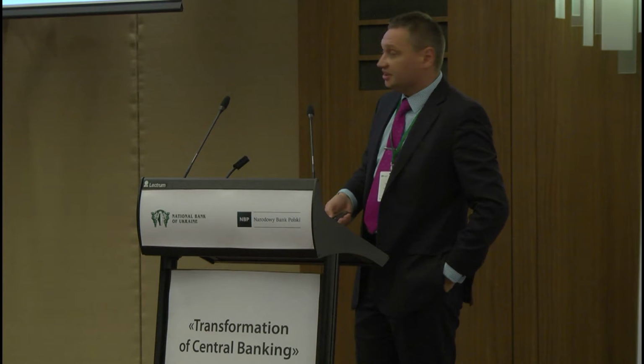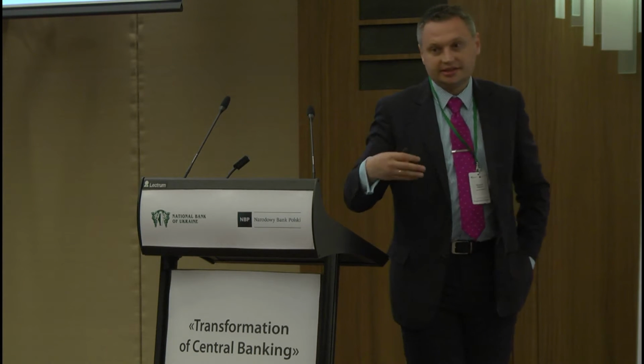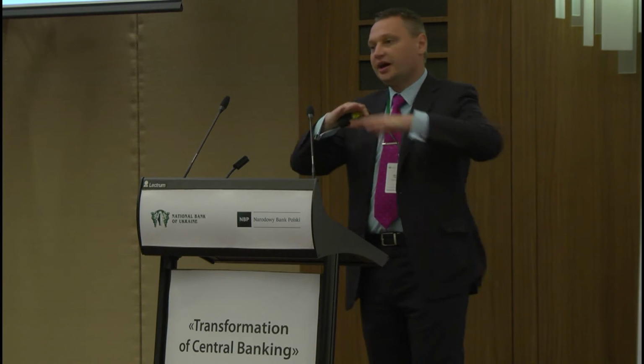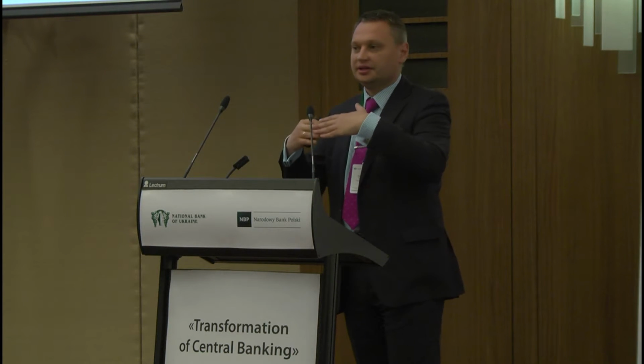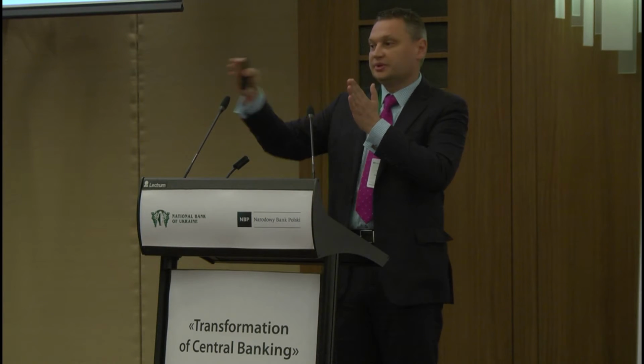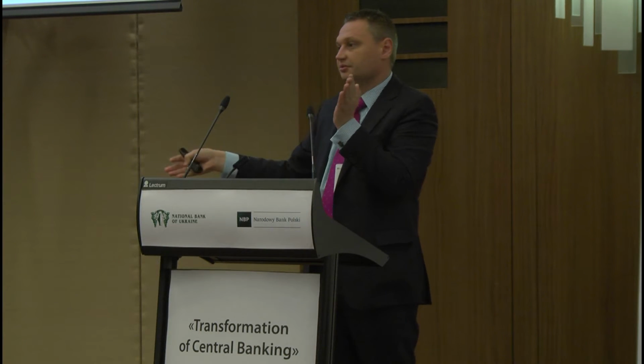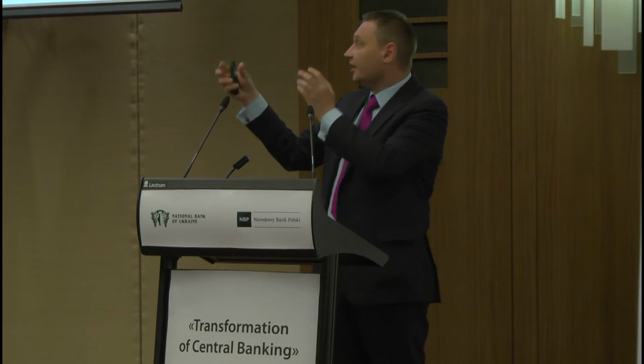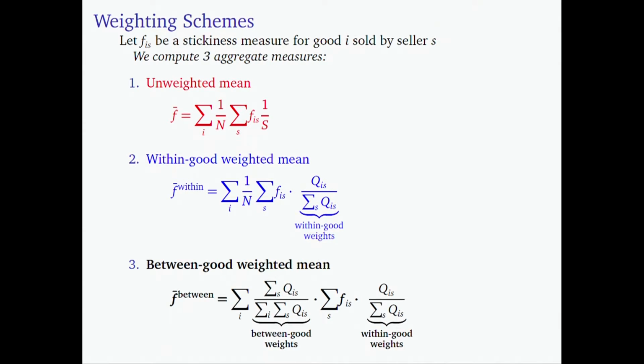What we do is we use our number of clicks to have unweighted statistics, or let's say within-good weighted, if you have one good with a number of sellers to weight within good, and between good, we just make extra weighting, so goods with more clicks get more weight. And what do we do here?